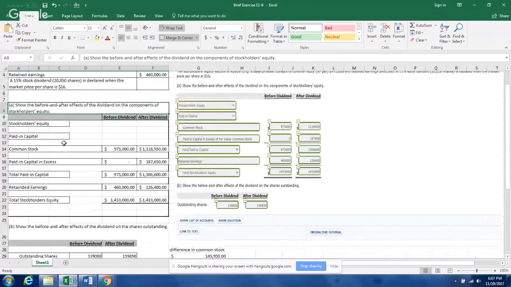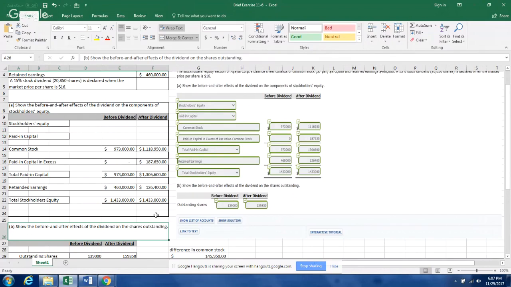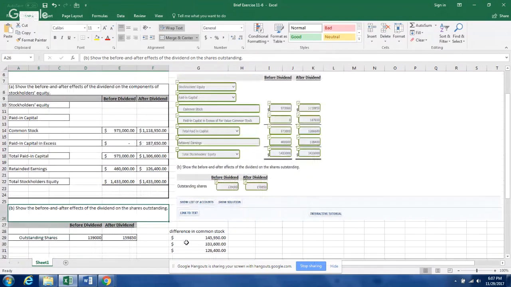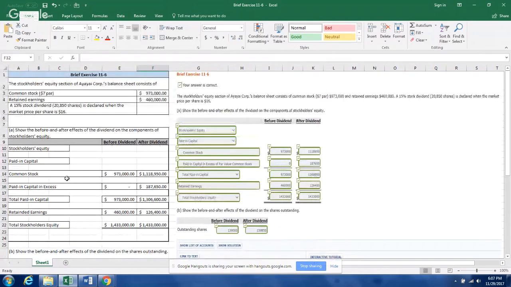So I filled in each section. First we start with this, and I did it in two ways. I have it from the homework assignment, but then I also have it through Excel because I did some calculations and to show you how to do the calculations. First we start with our stockholders' equity because that's the portion we're doing. And then we'll start with our paid-in capital. So that consists of our common stock.